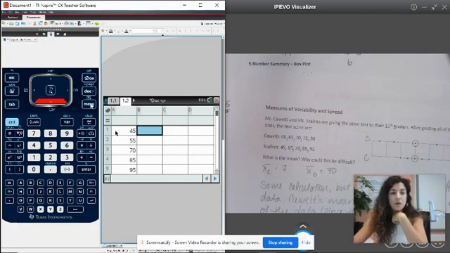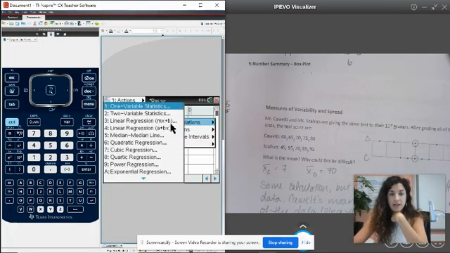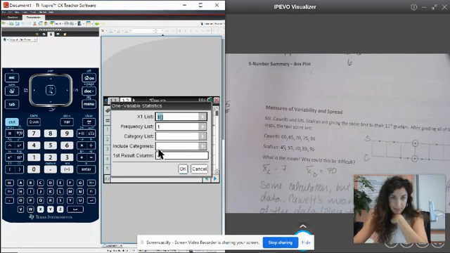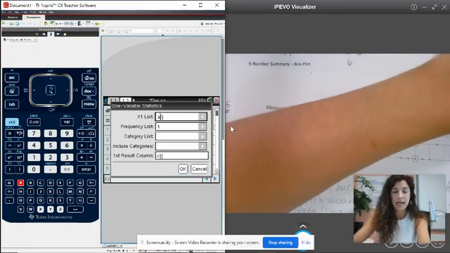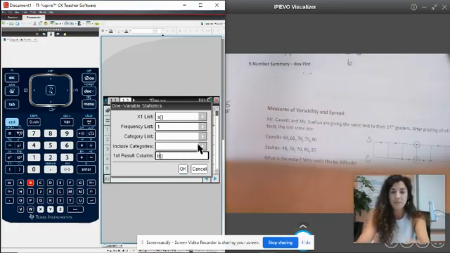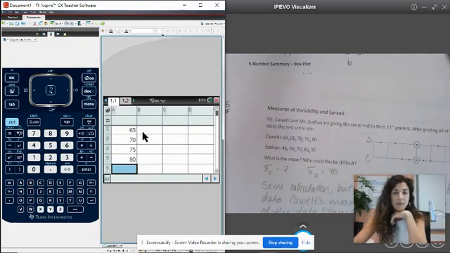So again, menu, statistics, stat calculations, one variable statistics. This is all going to be A, frequency 1, we'll put it into B. And we're going to do that with both of our tabs.